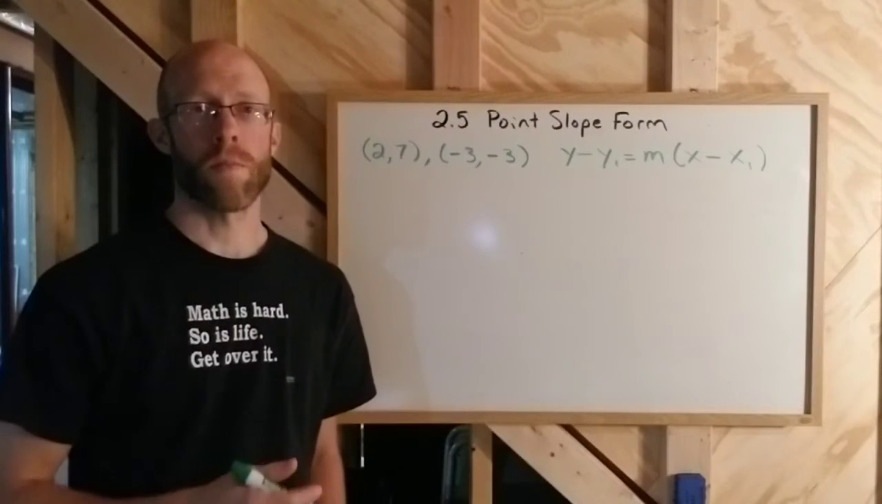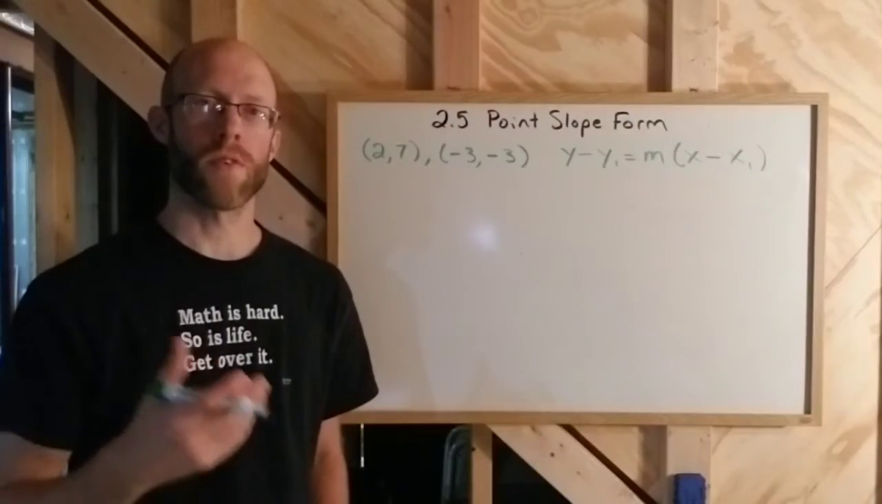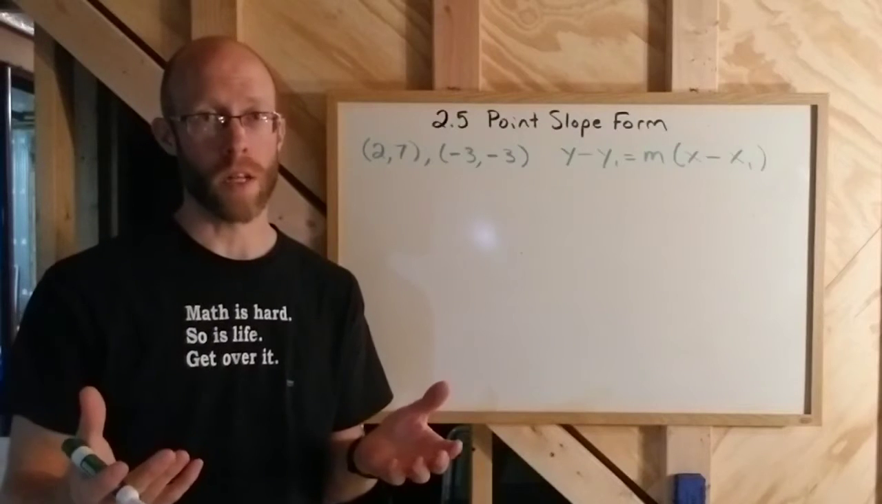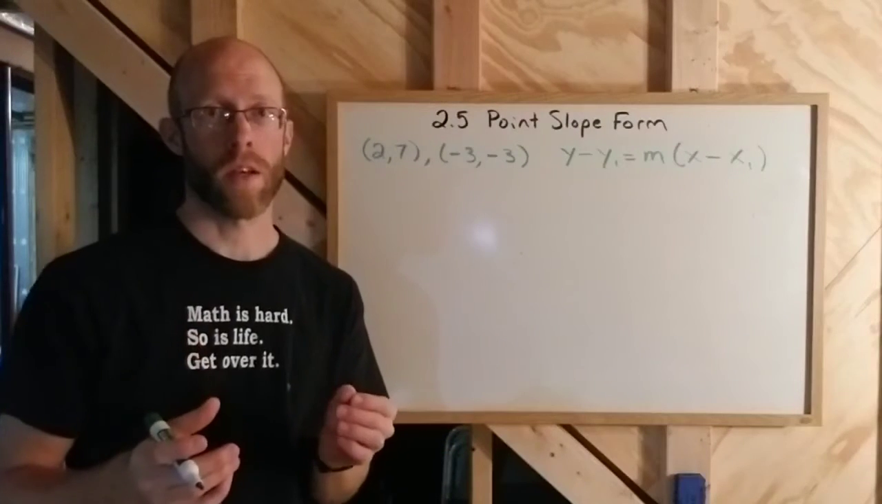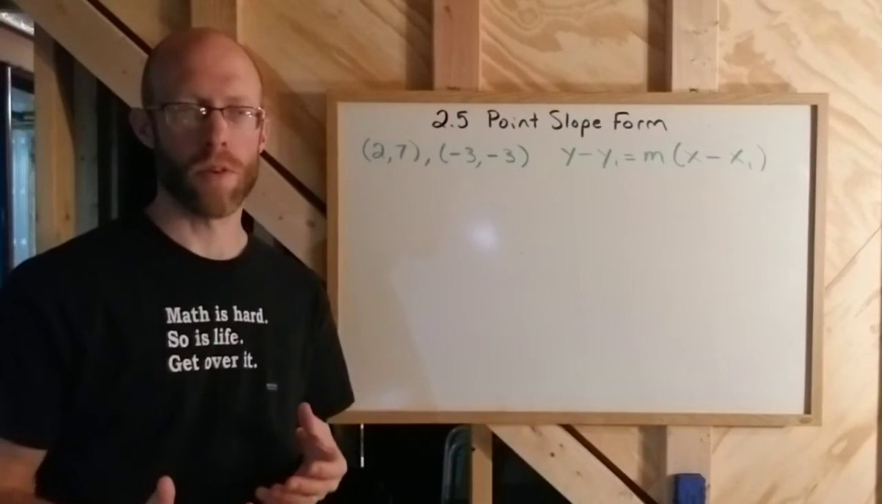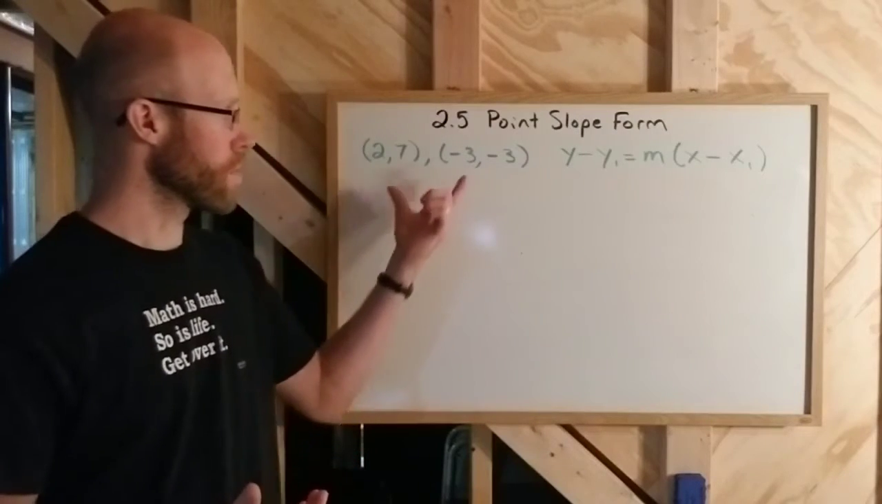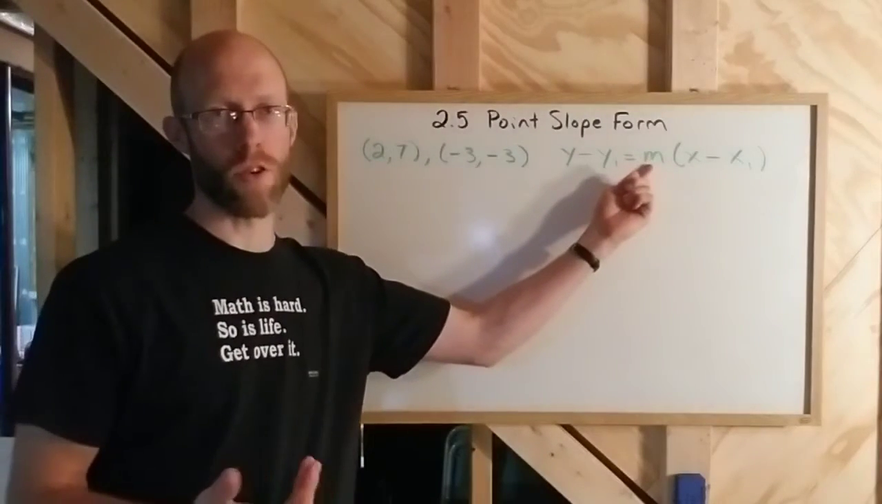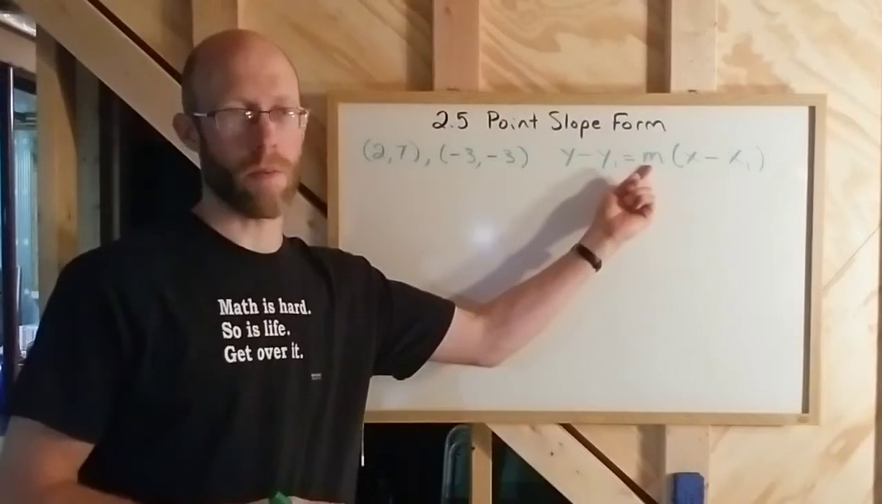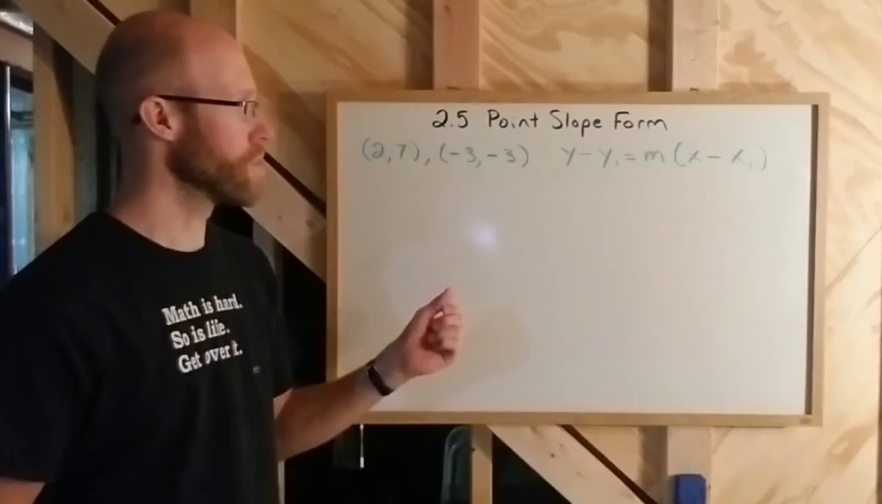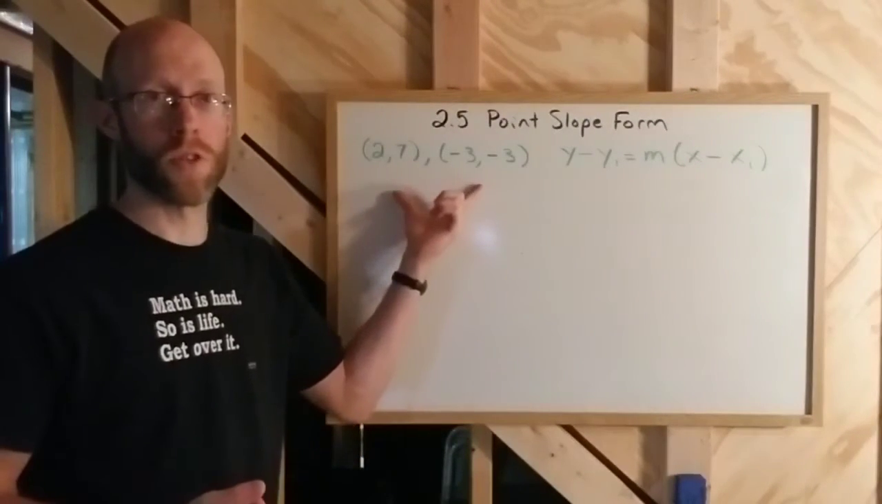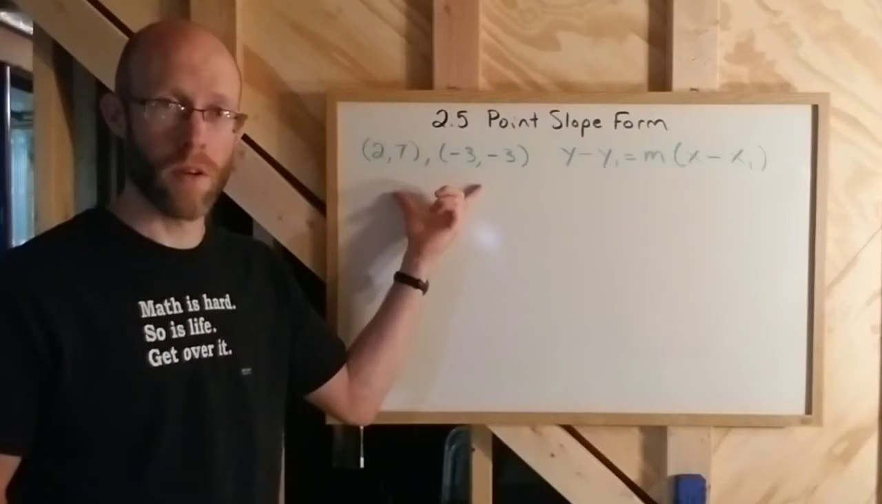Alright, so in this example, instead of giving you a point and a slope, I'm going to give you 2 points. Okay, so the concept is very similar, it's just we have 2 points, we don't actually have the slope that we had in the last example. So what we're going to do first is use the 2 points to find the slope.